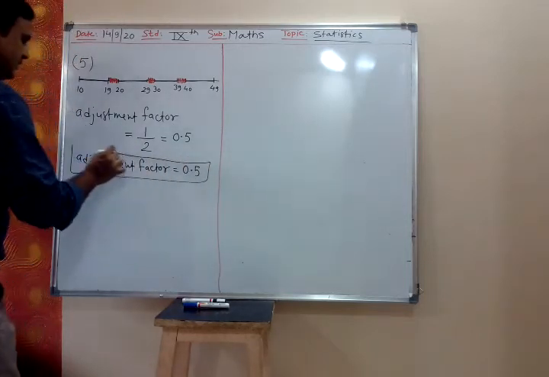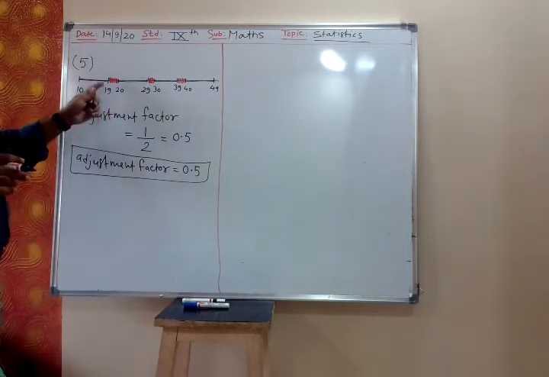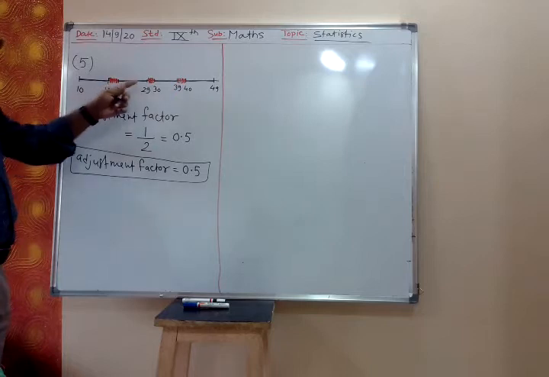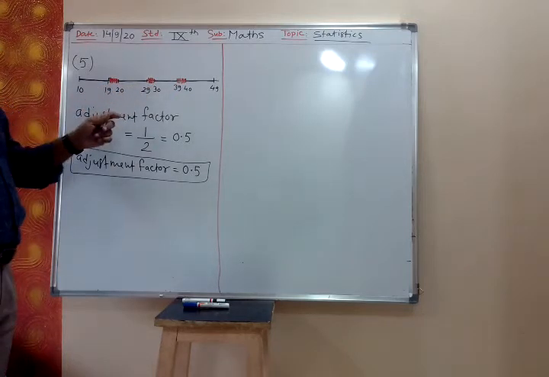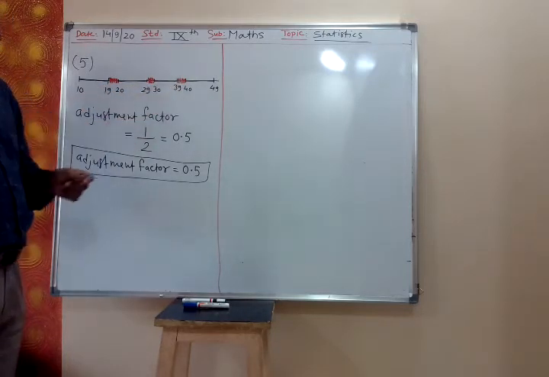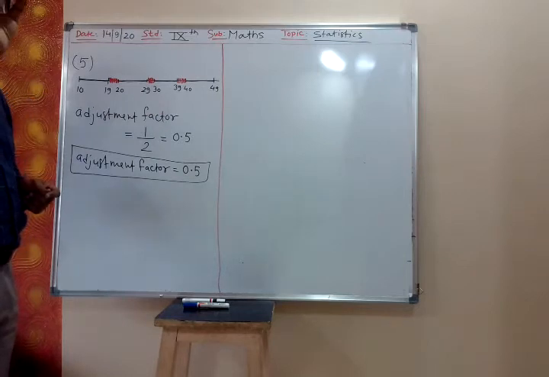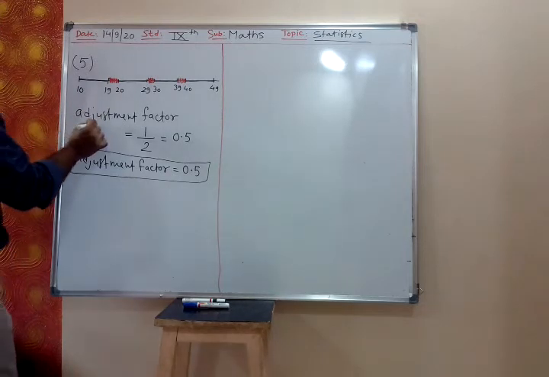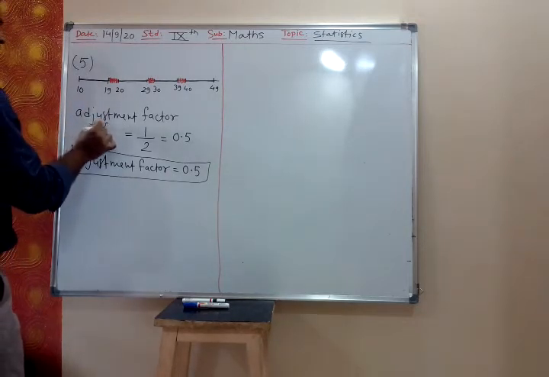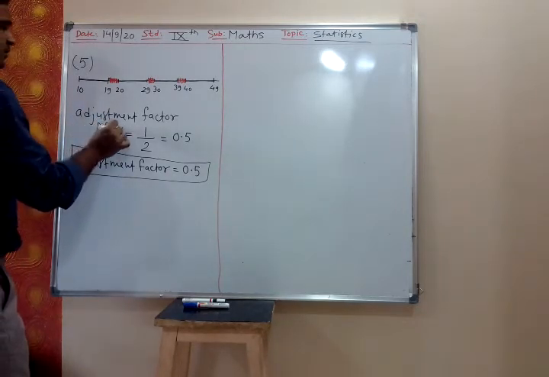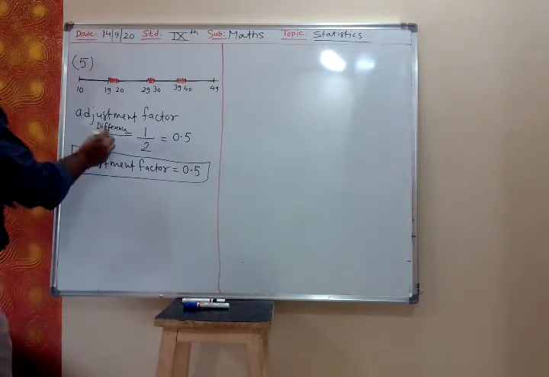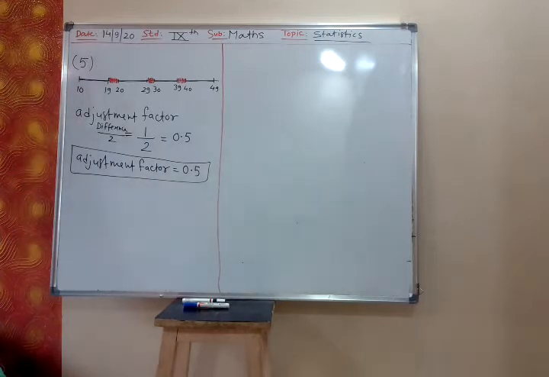See here, that is what I am telling you. Between 19 to 20, what is the gap? Difference 1. 29 to 30, difference 1. 39 to 40, difference 1. So whatever the difference, we divide that difference by 2. You can write: difference divided by 2.